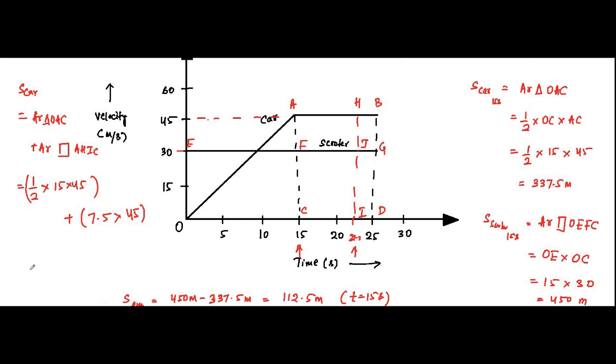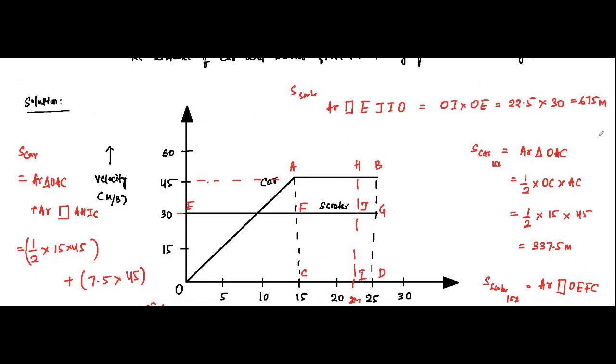So that is coming around 337.5, and this is coming again 337.5, and both is equal to 675 meters. So either way, the same result, 675 meters, whether you calculate the distance of the scooter or the car from the starting point to the catch up point, that is at 22.5 seconds. Okay, so this is the thing.